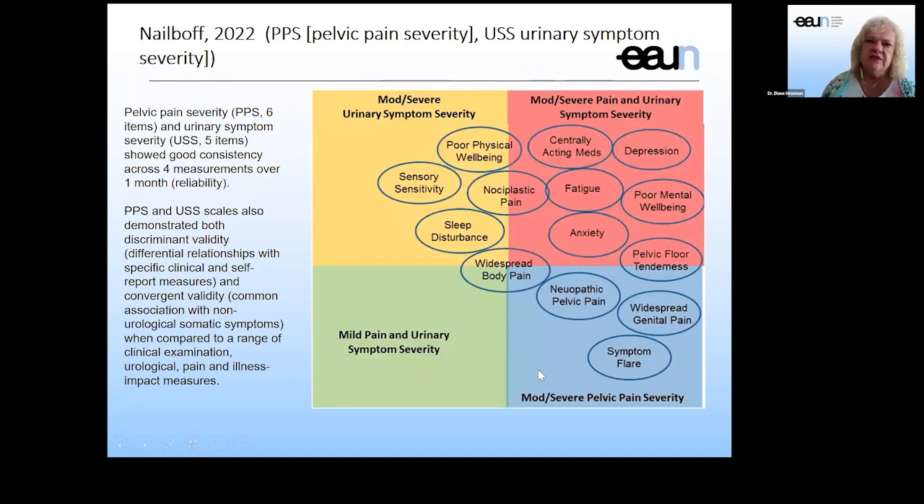What's important about this slide is the fact that you're going to see more disability and more symptomatology in those who really have moderate or severe pain and urinary symptoms. And you can see how everything's moving here to this pink kind of square here, especially with fatigue, anxiety, pelvic floor muscle tenderness, depression. These individuals are often depressed. So it's something to remember is that the more severe the symptoms, of course, the more you're going to see disability on these different levels.